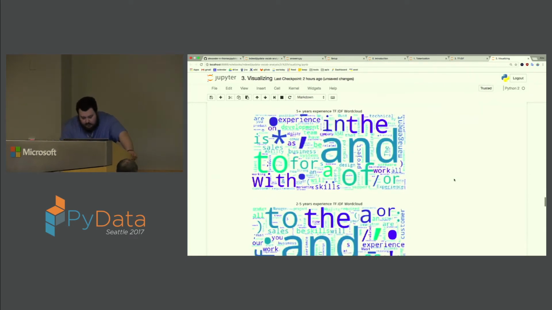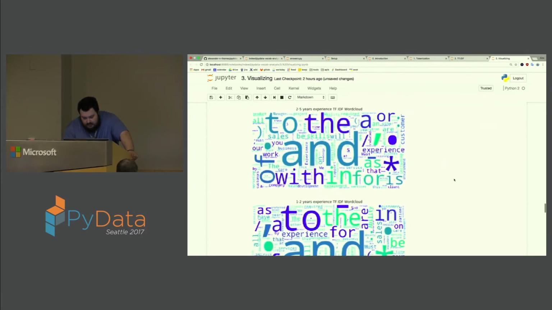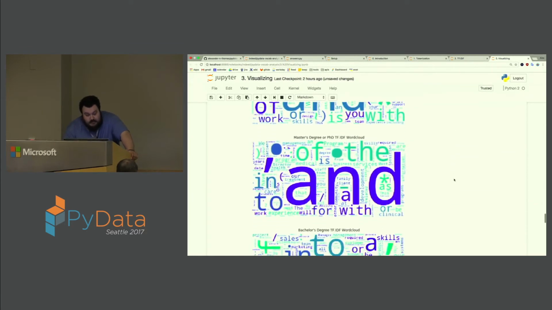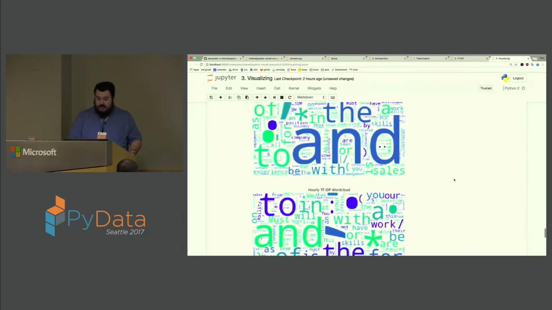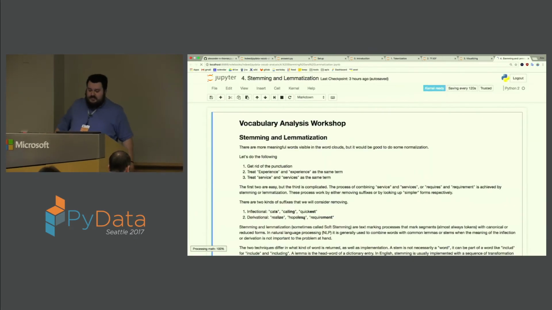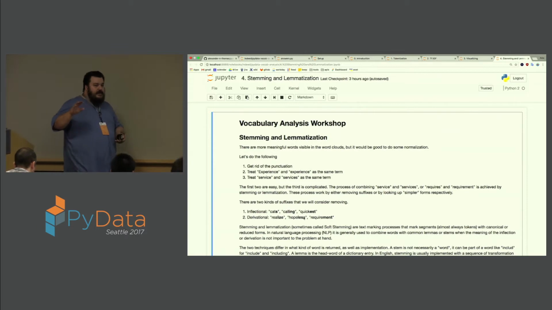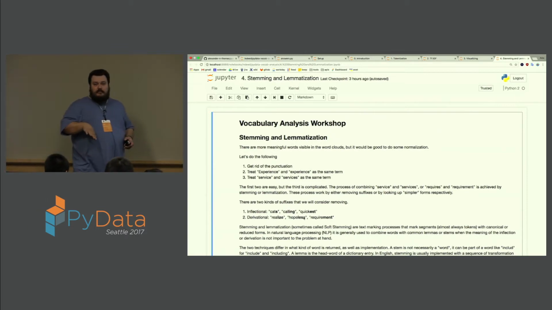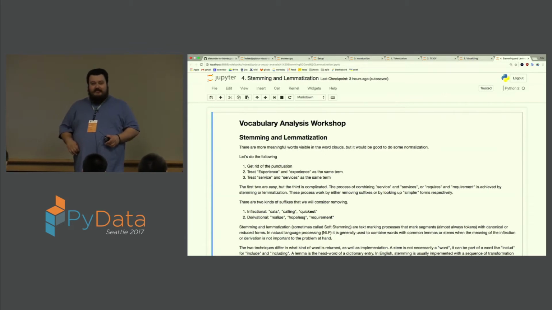Not really a lot of difference here or here. Basically all these less useful words are getting in our way. So let's try to normalize some of these. How many people here have implemented stemming or lemmatization? How many people here know what lemmatization is?